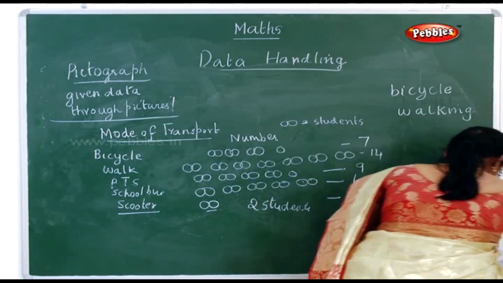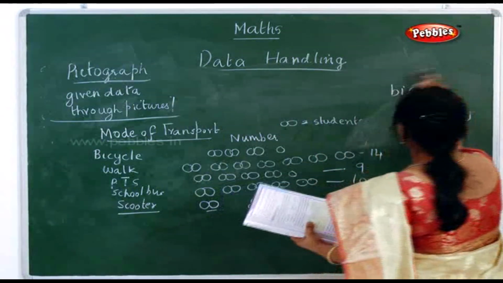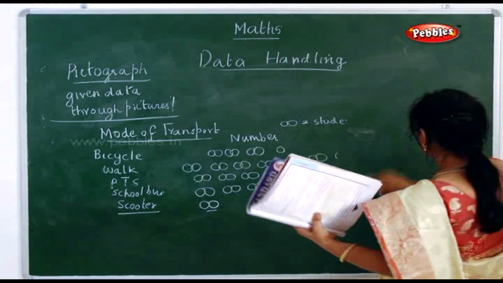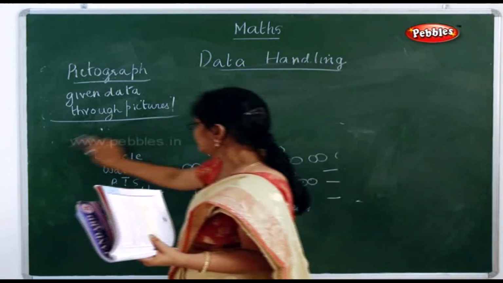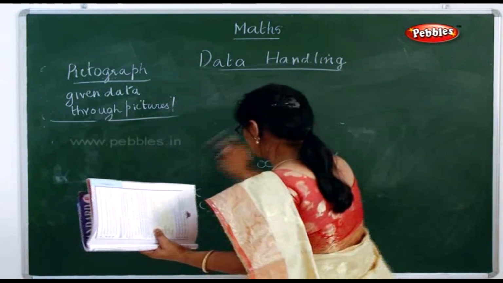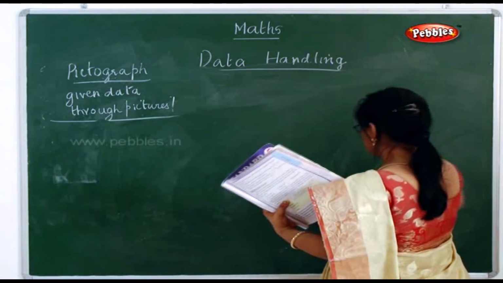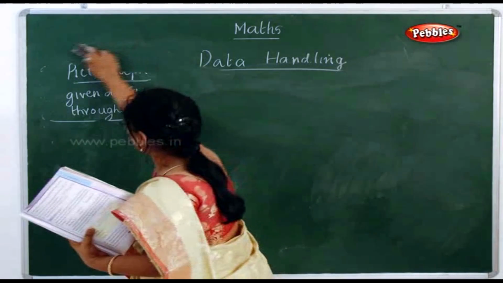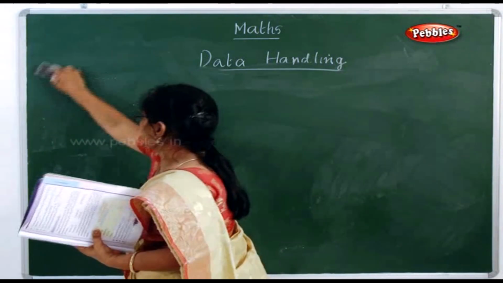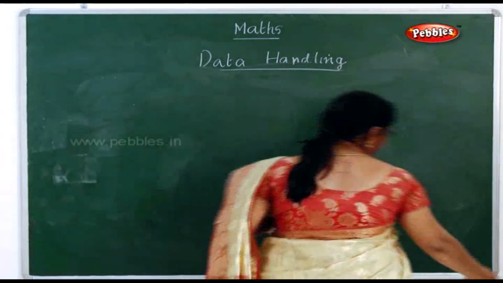Now next one is drawing a pictograph. With the earlier pictograph you found out the information. Now you have to draw the pictograph, like how you did your tally marks, same way for the pictograph. Now can you tell me what is a pictograph? Giving data through pictures or objects.